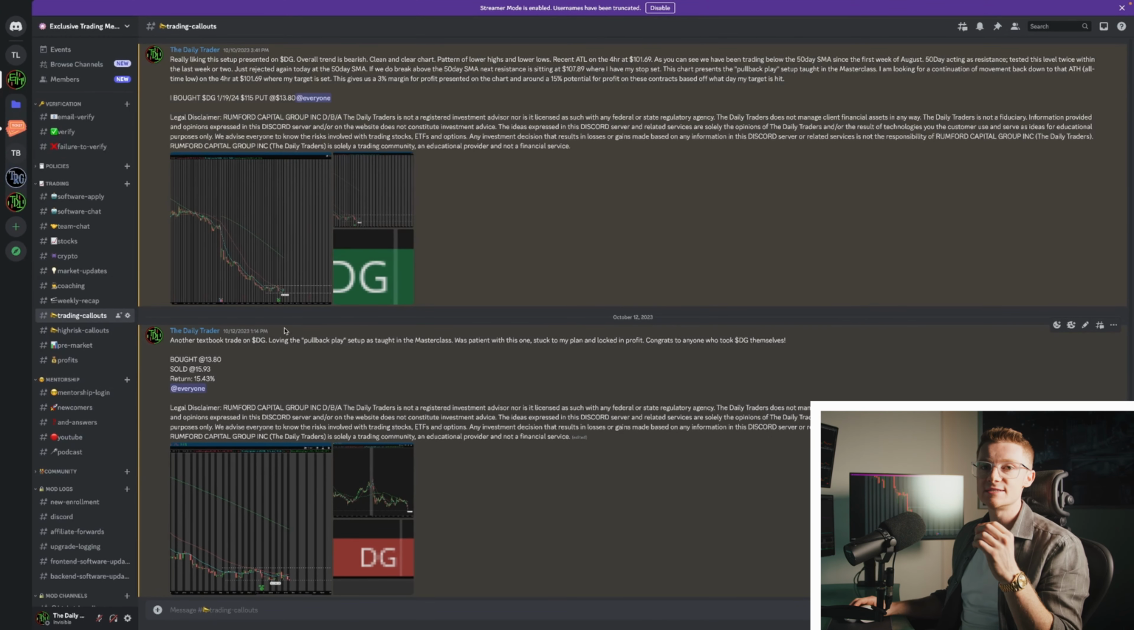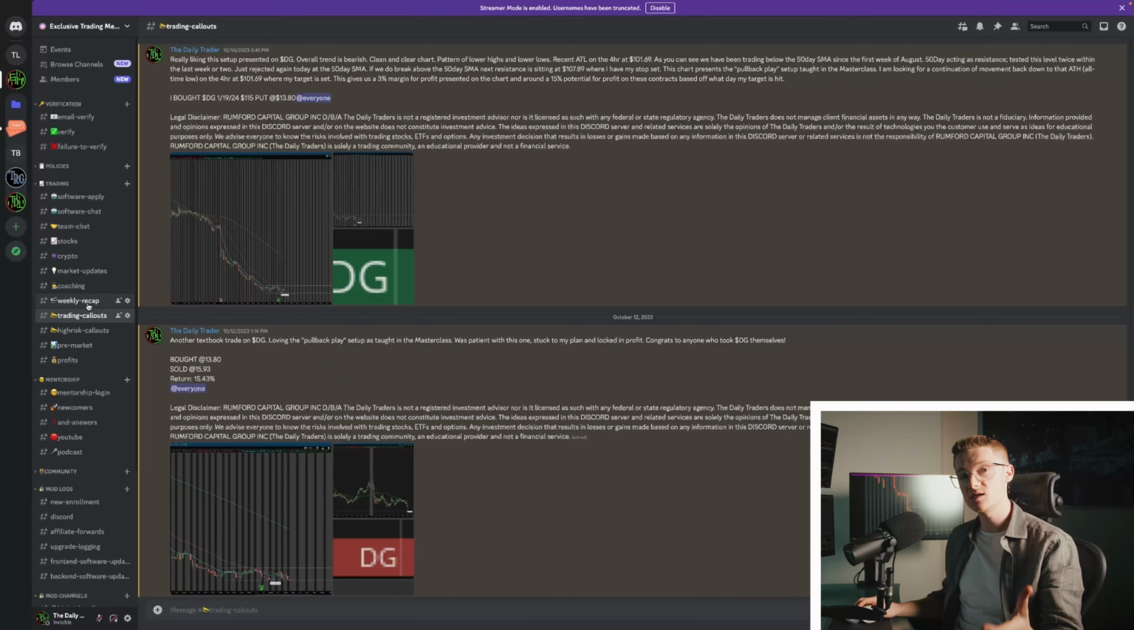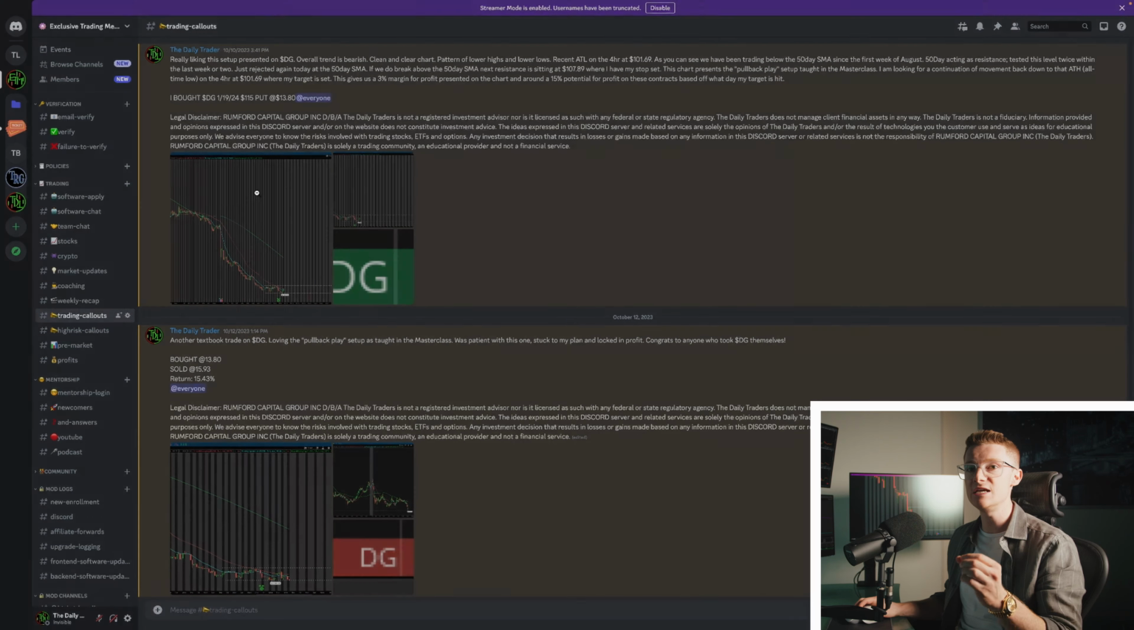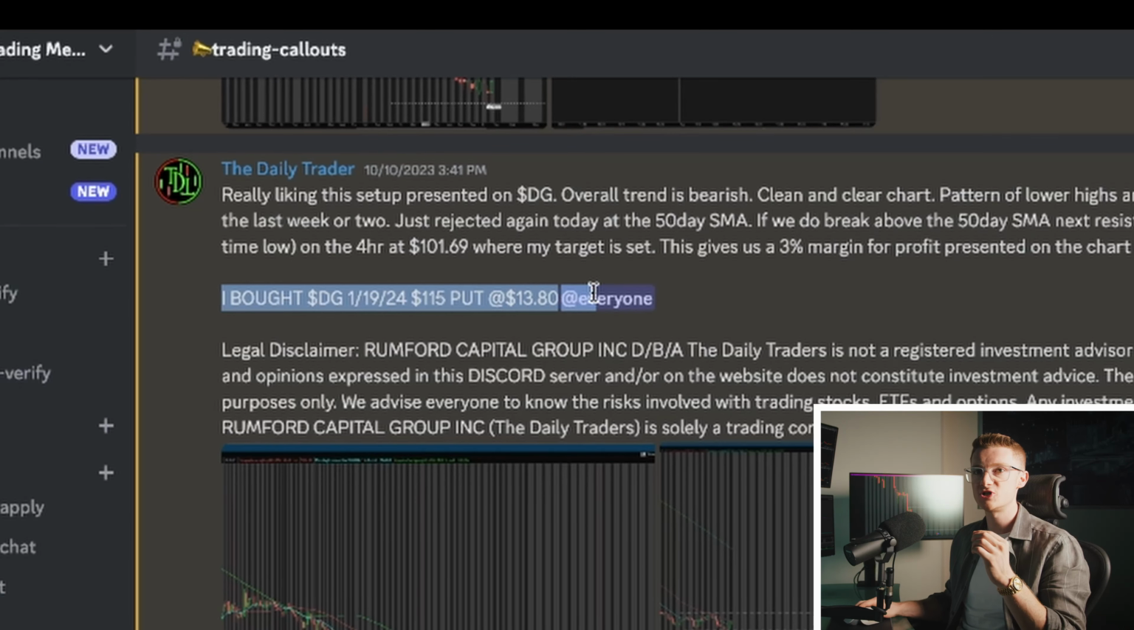Now, this example I'm pulling from inside my mentorship group Discord server within the trading callout section. Again, this is where I'm posting my personal entries and exits whenever I'm taking a trade in the market. So ticker symbol DG. Here is my explanation behind putting on the trade itself, and here are the option contracts that I went about purchasing.